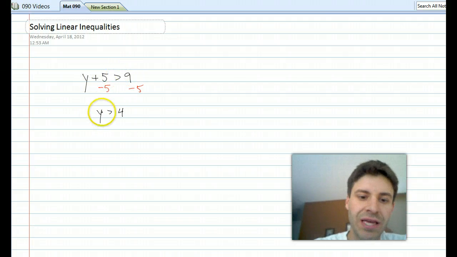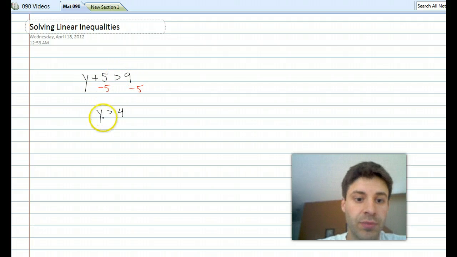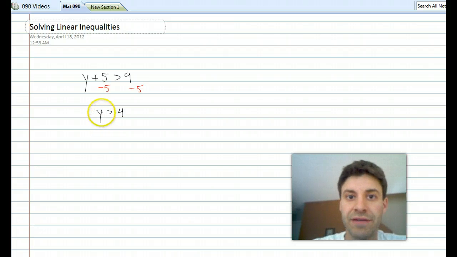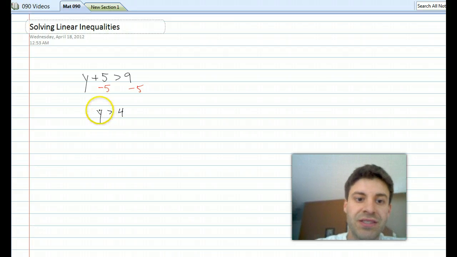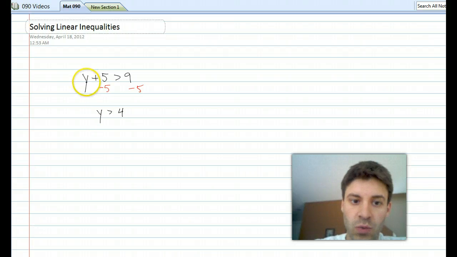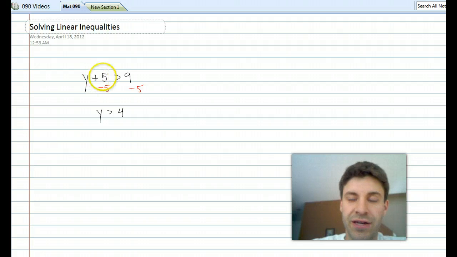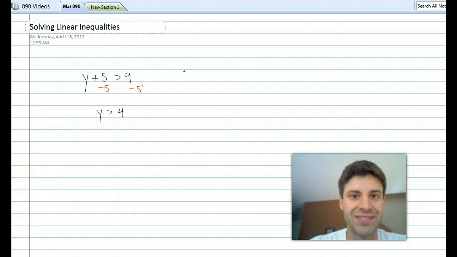What that means is pick any number bigger than 4. For example, pick 7. Y equals 7. If we plugged 7 into this inequality, we'd get 7 plus 5, that's 12, is greater than 9. Well, that's true. As long as y is greater than 4, the inequality is satisfied.